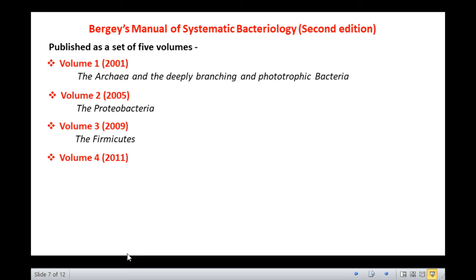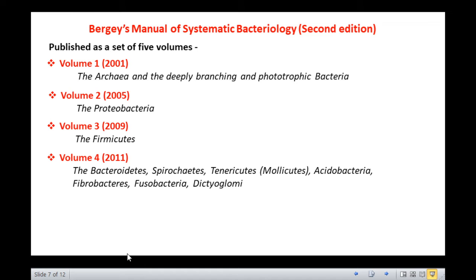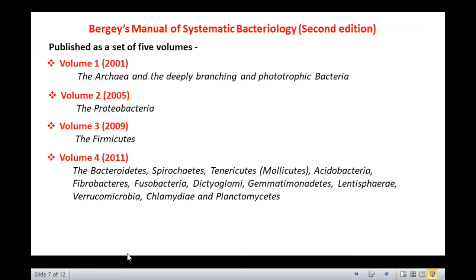Volume 4, which was published in 2011, comprised the Bacteroidetes, Spirochetes, Tenericutes, Acidobacteria, Fibrobacteres, Fusobacteria, Dictyoglomi, Gemmatimonadetes, Lentisphaerae, Verrucomicrobia, Chlamydiae and Planctomycetes. The final volume, that is volume 5, published in 2012, included the Actinobacteria. Let us see in slightly more detail what all these volumes include.